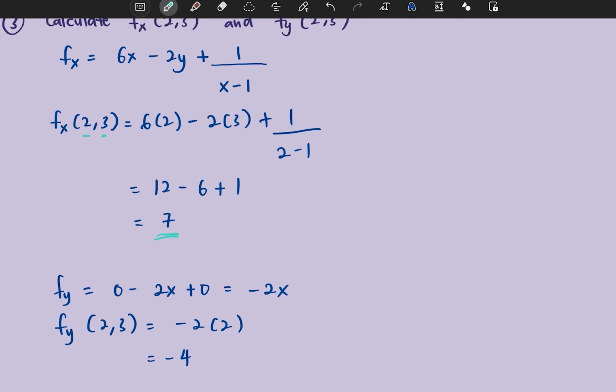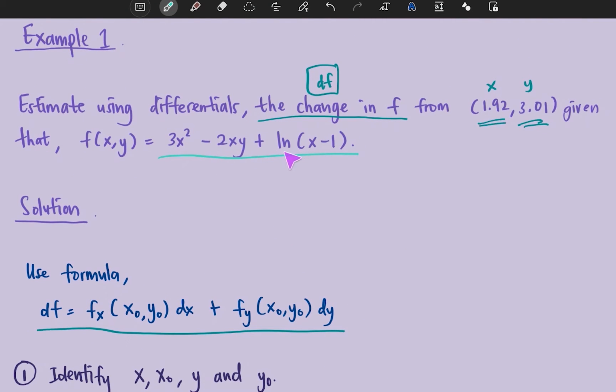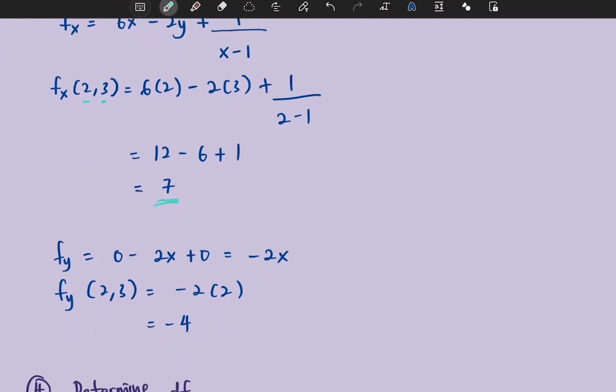For fy, we need to differentiate the function 3x squared minus 2xy plus ln x minus 1 with respect to y. Differentiating 3x squared with respect to y, there is no y in this term, so it will be 0. For the second term, negative 2xy, differentiating with respect to y gives negative 2x. For the third term, we don't have any y, so it's 0. So fy is equal to negative 2x. Substitute the values 2 and 3. We substitute the value of x only since there is no y in fy. Negative 2 times 2 is equal to negative 4.